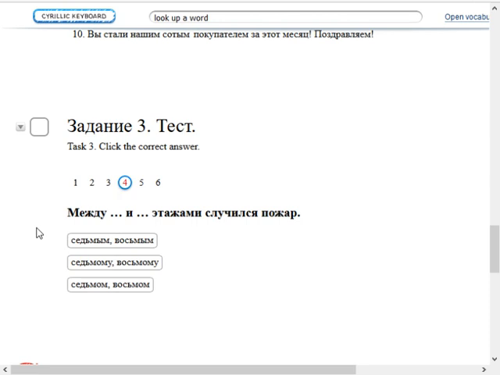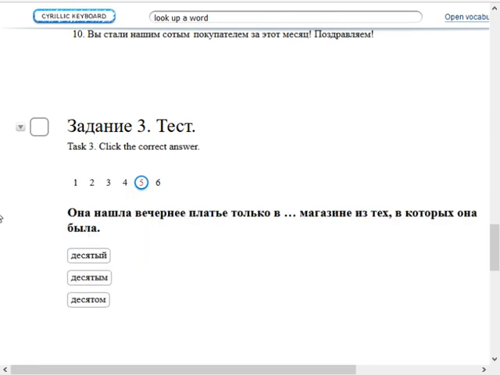So between the... okay, I see. So 7th and 8th. Okay, so between the 7th and 8th floors of the building occurred a fire. Okay, so what's the correct form here? Седьмым and восьмым. So between the 7th and 8th floors of the building there was a fire, or occurred a fire. Она нашла вечернее платье только в something магазине из тех, в которых она была.